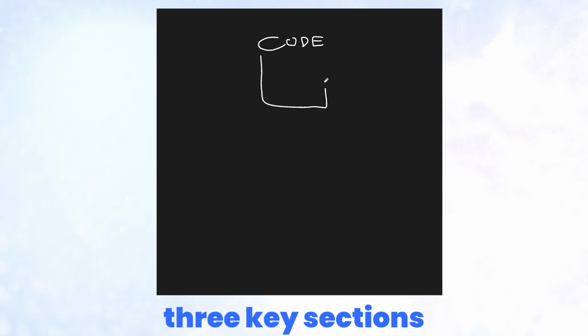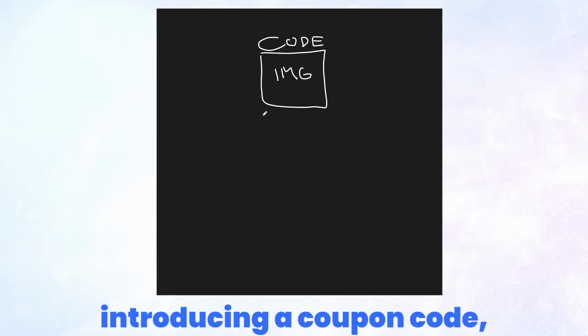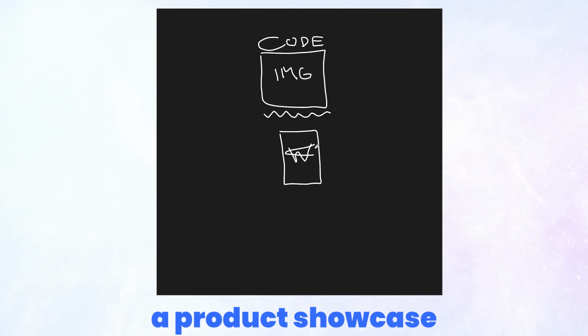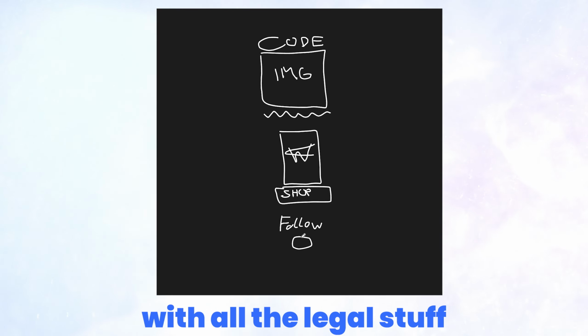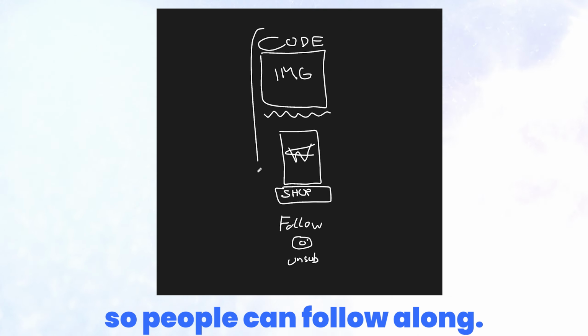And rule number 3, the email has to have 3 key sections. A hero section introducing a coupon code, a product showcase, either a collection or just a standout product, and finally a footer with all the legal stuff and social links so people can follow along.